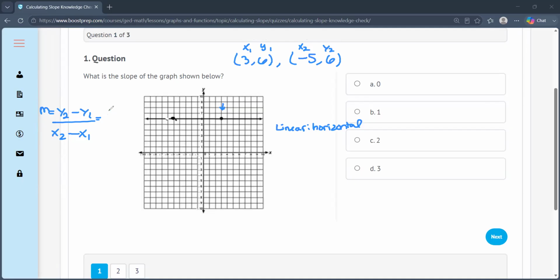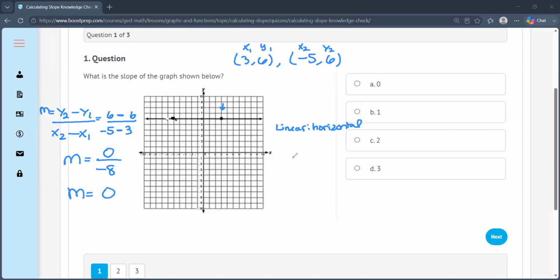So what is my y2? It is 6, minus what is my y1? 6. And then on the bottom, what's my x2? -5, minus what is my x1? 3. What's on the numerator? 6 minus 6 is 0. And then on the denominator, what's -5 minus 3? -8. So this is my slope. And what is 0 over -8? That is right. It is 0.